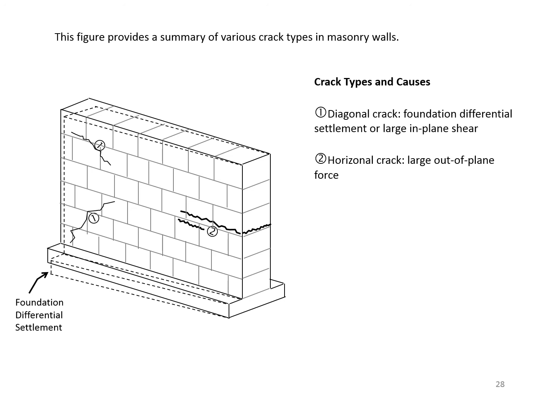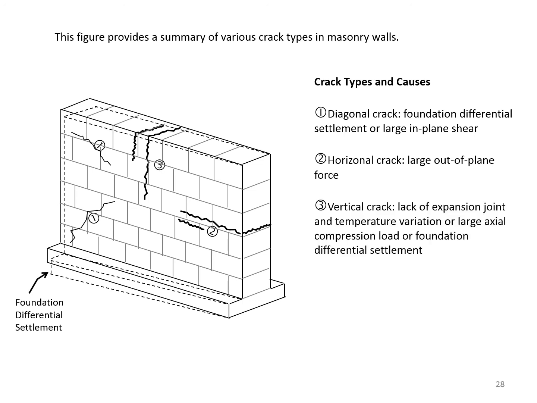Horizontal cracks are shown with number 2, and these are because of large out-of-plane forces mainly. Vertical cracks or short vertical cracks are mainly because of lack of expansion joints and temperature variations or large axial compression load or even foundation differential settlement.